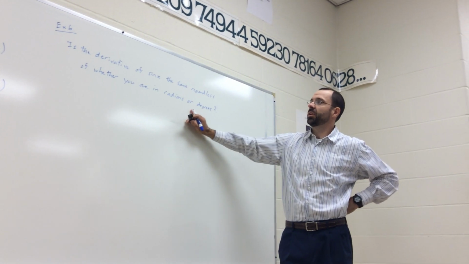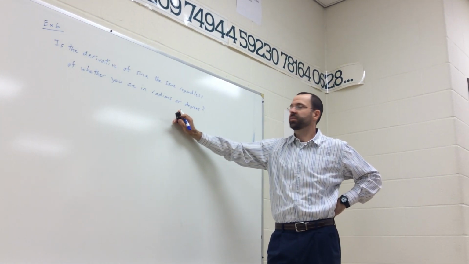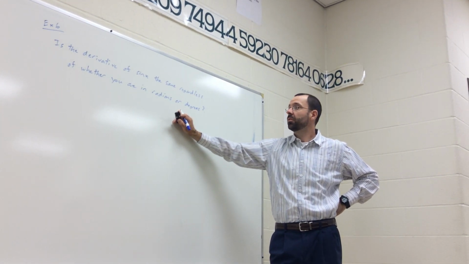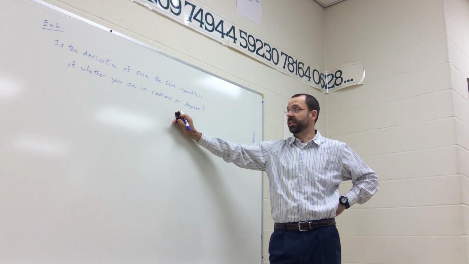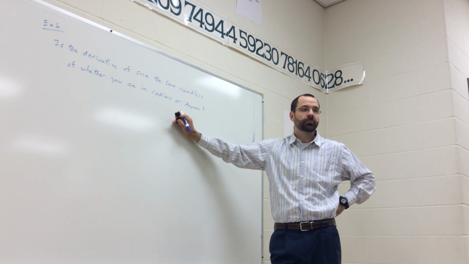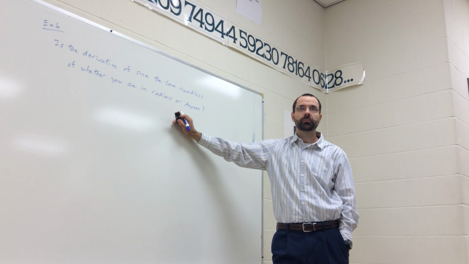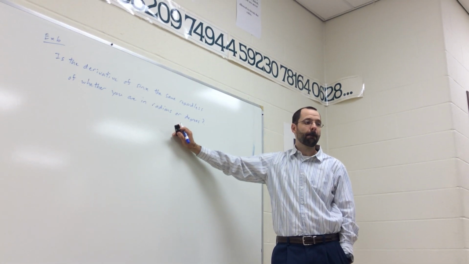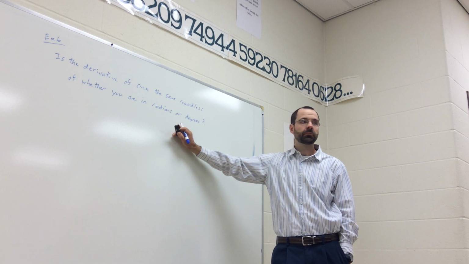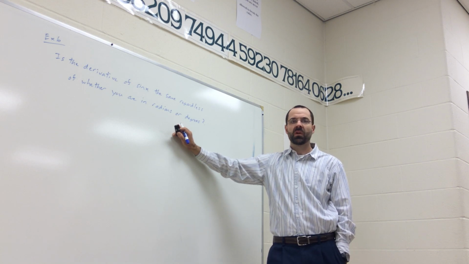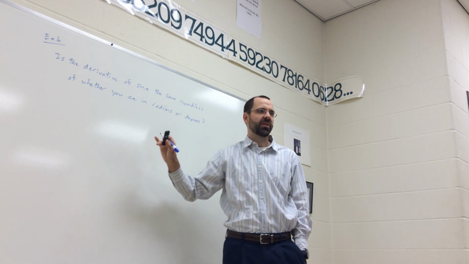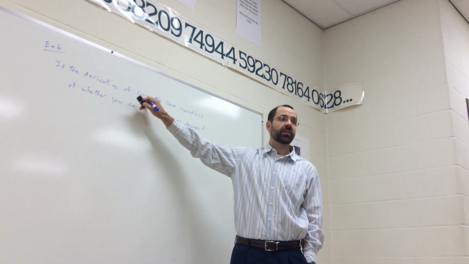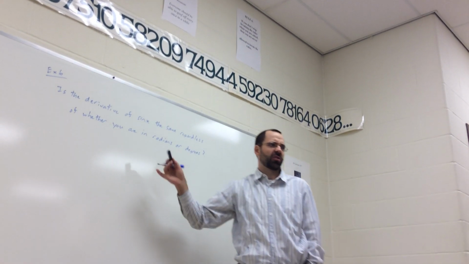So the question is: is the derivative of sine of x the same, regardless of whether you are in radians or degrees? In order to get to the bottom of this, I'm going to graph sine of x and look at the slope of the graph.